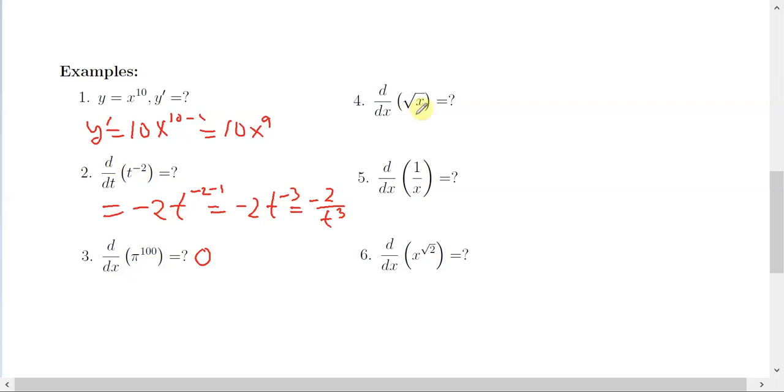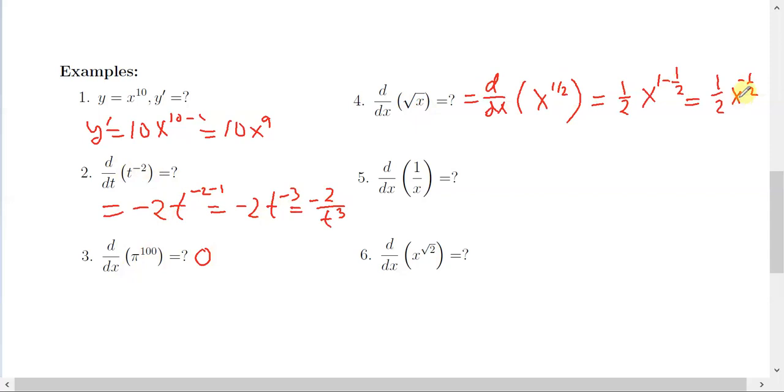Alright, here we've got the derivative of square root of x. What I'm going to do is rewrite that as the derivative. I've got to get a power on this, but we know that a square root is a 1/2 power. And so now I can use the power rule. Take the exponent out in front and reduce the exponent by 1. That becomes 1/2 x to the minus 1/2 when you subtract.